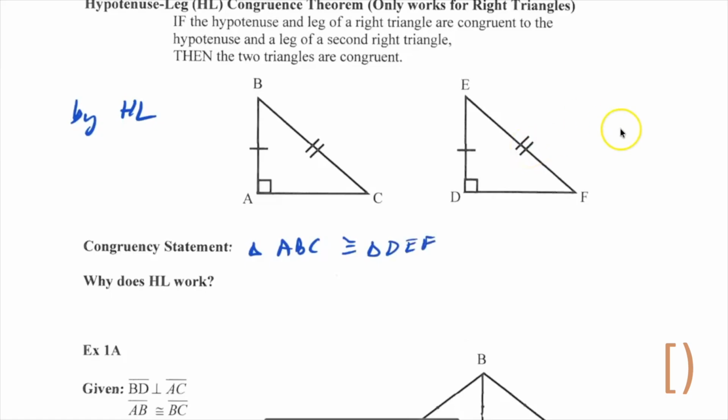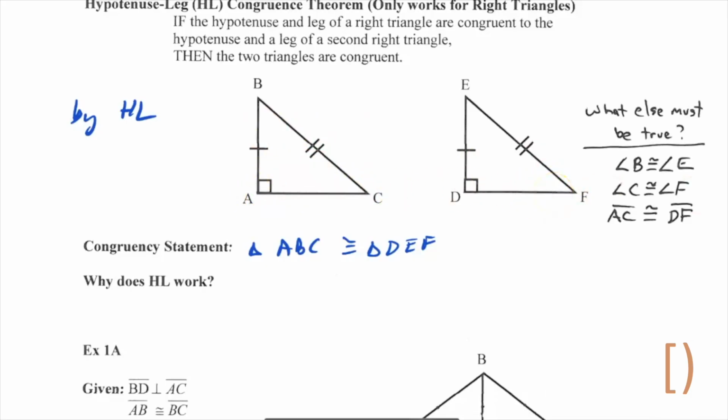But don't forget, once you show the two triangles are congruent, that means that all the corresponding parts are congruent. So like angle C congruent to angle F. AC is congruent to DF, right? Once that's true, then everything else is true. All the corresponding parts are also congruent.